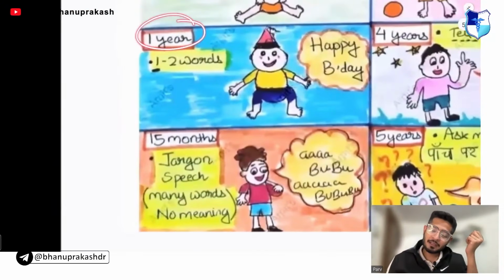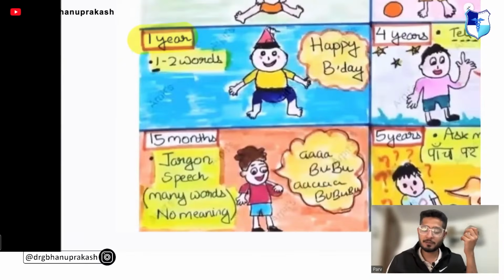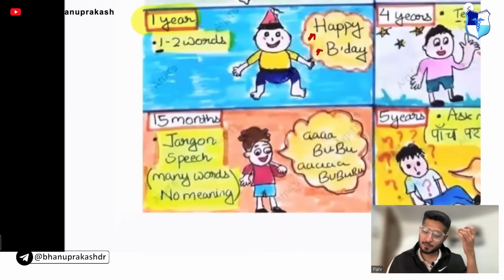At 1 year, they can speak 1 to 2 words. So happy birthday. Okay, 1 year is happy birthday, and you can remember that the child now can speak 2 words. So this is how we can remember.